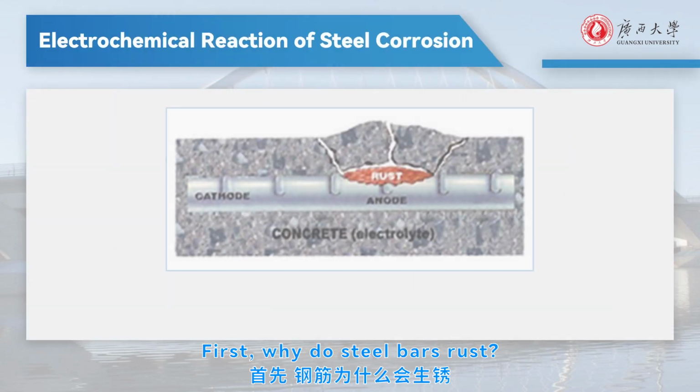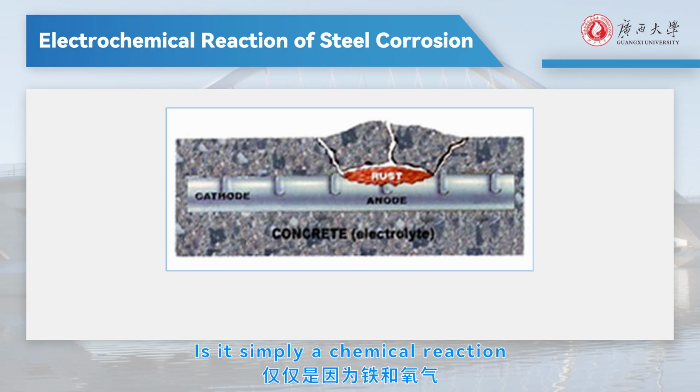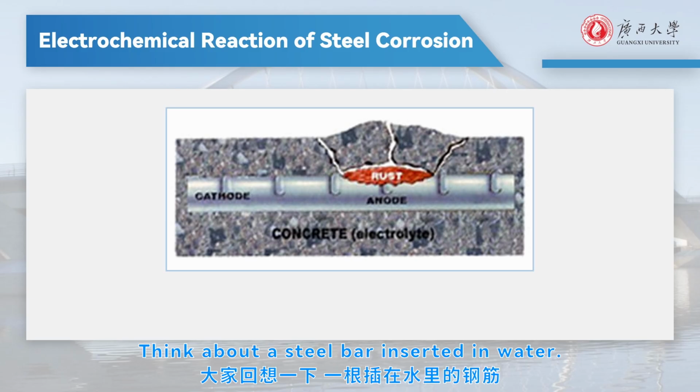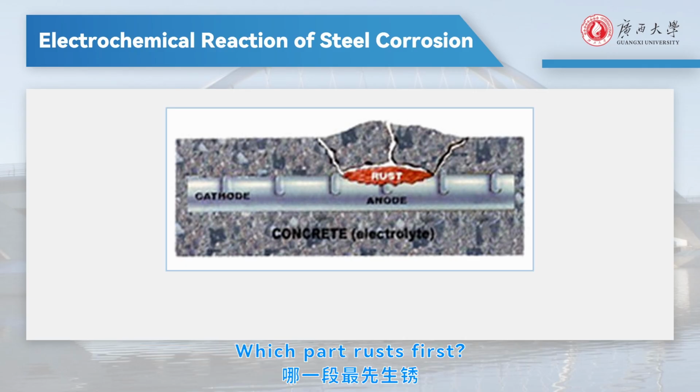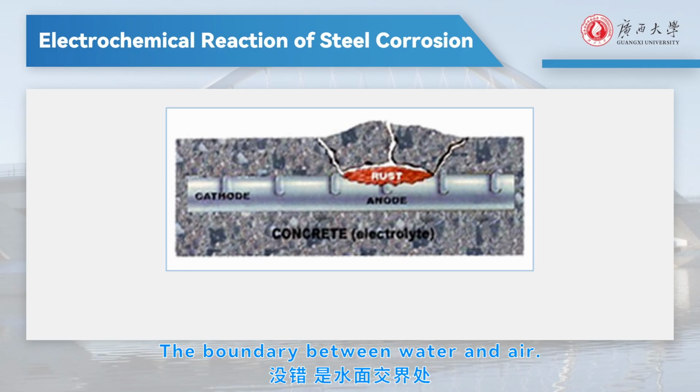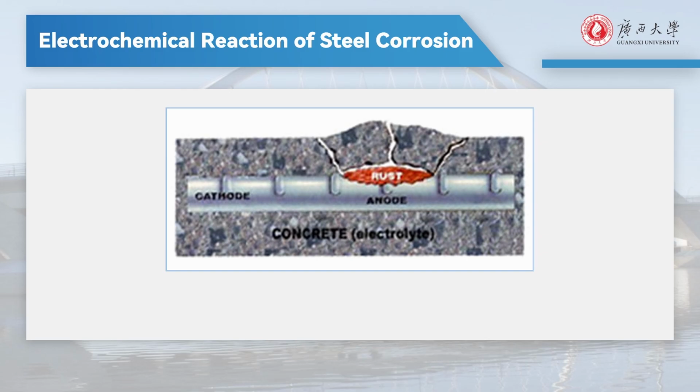First, why do steel bars rust? Is it simply a chemical reaction between iron and oxygen? It is more complicated than that. Think about a steel bar inserted in water. Which part rusts first? The boundary between water and air.